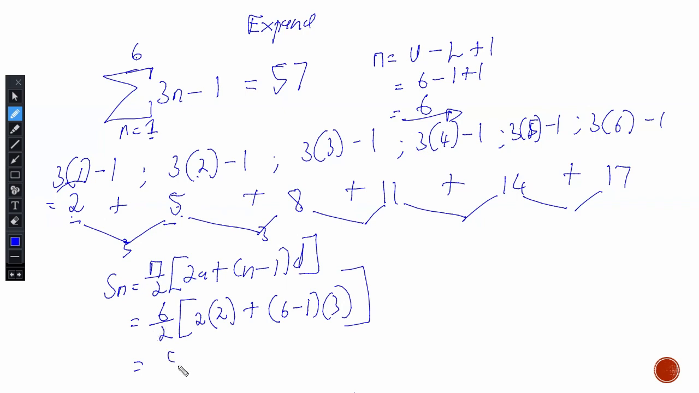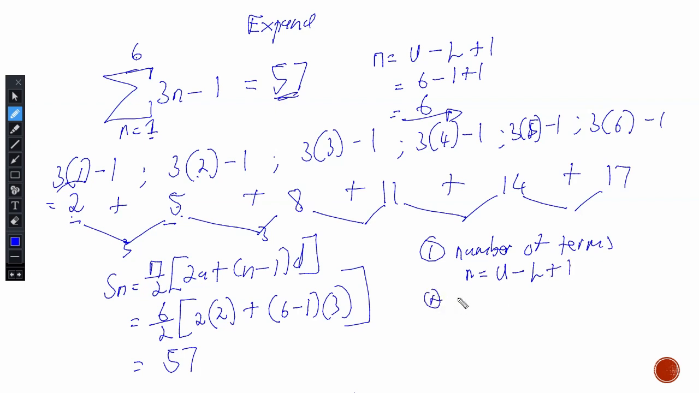So we get 57, which is what we have here, right? So now, that means, what is it that you must know? You must, number 1, know how to get the number of terms. That's the first thing. So first know how to get the number of terms using n is equal to upper value minus lower value plus 1. And then you need to write out at least 3 terms.